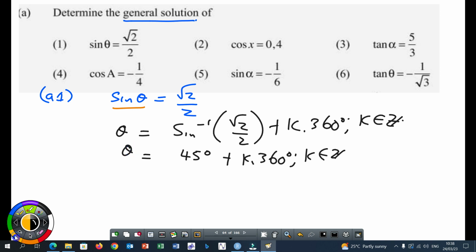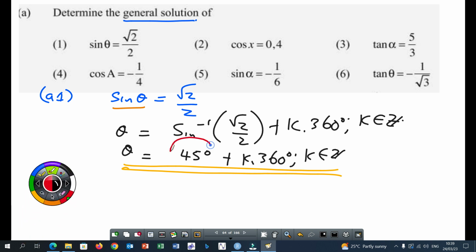Please take note, this formula here is the one which is called the general solution. It generalizes all the possible solutions. Our reference angle is 45 degrees. There is no mark given for writing reference angle equal to 45 degrees, because the angle you get from your calculator is your reference angle. That's not complicated to understand.